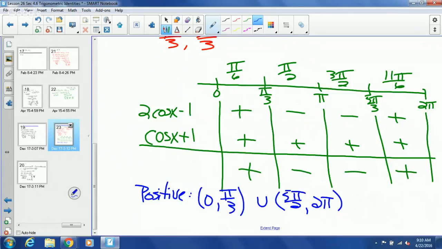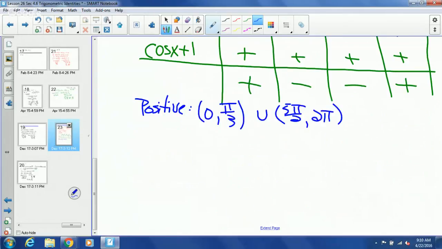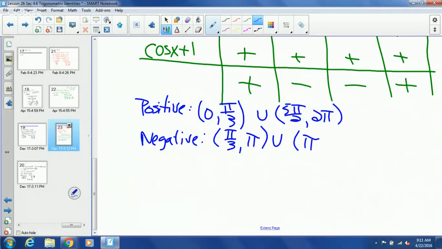Where is it going to be negative? It's going to be negative from pi over 3 to pi, right? And from pi to 5 pi over 3.